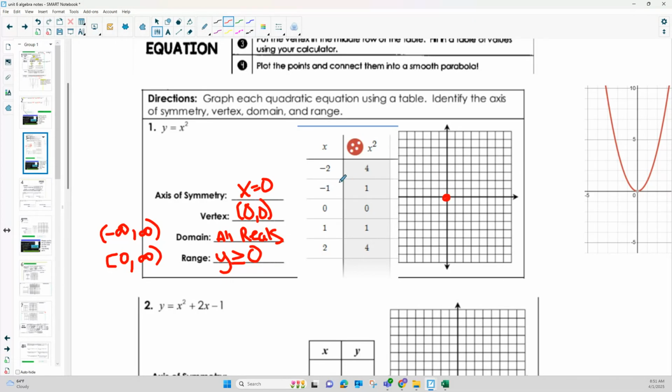And then we have the ordered pair negative 1, 1. Go to the left one, go up 1. The ordered pair 1, 1. Go to the right one, go up 1. 2, 4. I'm going to go to the right 2 and up 4.